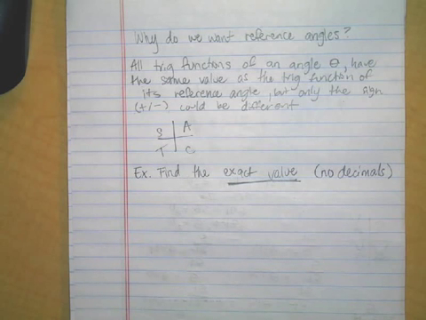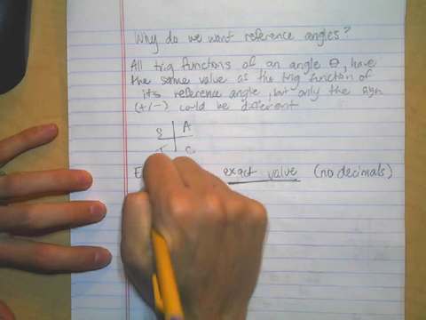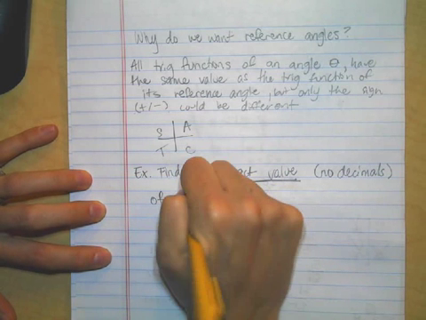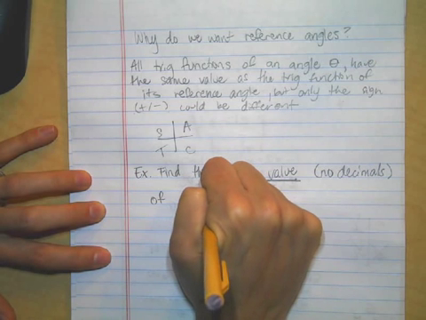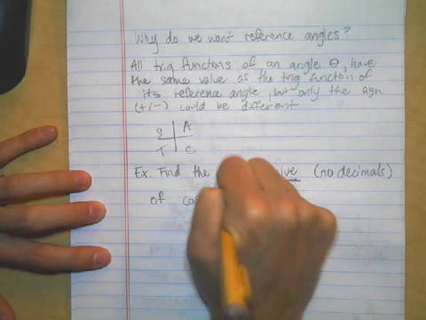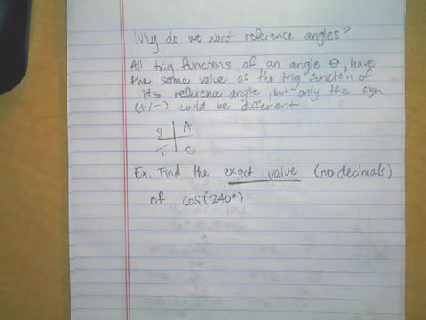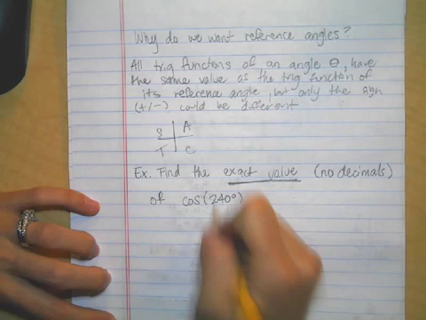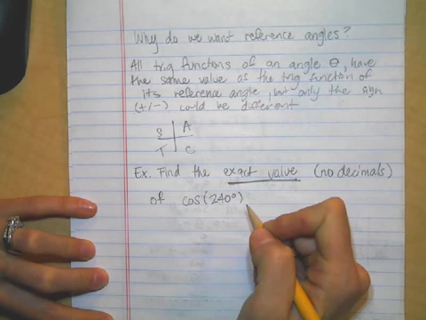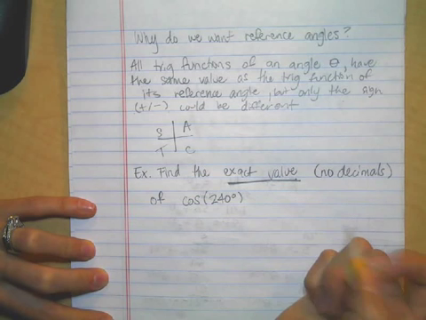Okay, so let's say it says find the exact value of cosine 240 degrees. In this case, you would not be able to use a calculator because there's no decimals. So what I'm going to do first is find the reference angle. I'm going to ask myself, what quadrant is 240 in? It's in the third quadrant, okay?